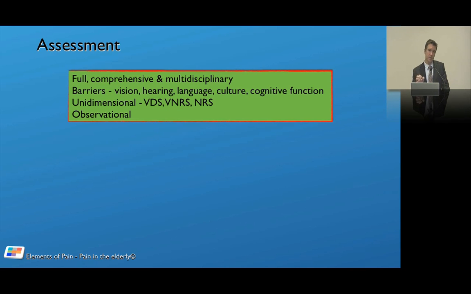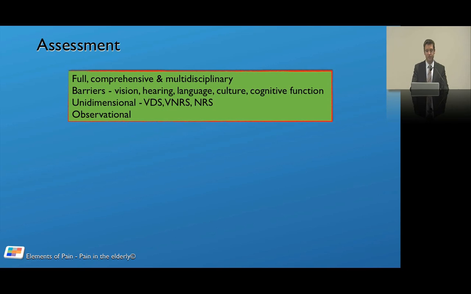There are barriers to assessing pain in the elderly, and if you're talking about assessment, you need to mention the barriers: the vision, hearing, language, culture, and of course cognitive function and decline. So consider the barriers when assessing pain. So pretty much like the pediatric pain assessment, it needs to be context appropriate, or needs to be individual appropriate. What's this individual about, and what are the issues, and that's going to change the way I assess this individual.